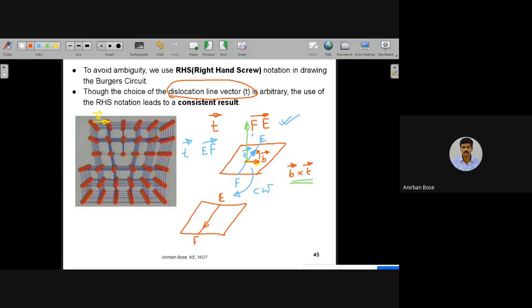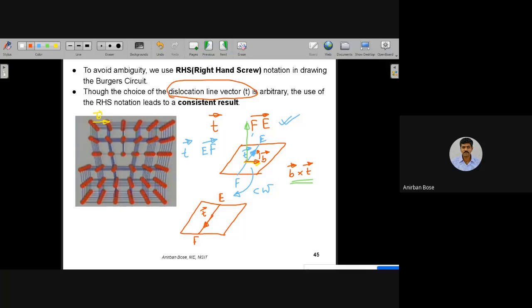So this is now the T vector, clear? And if you do the Burgers circuit, definitely the Burgers circuit will be in the anti-clockwise direction. And if you do that, what will you get? Just the reverse direction of B. So your B you will find will be just the reverse. So B is going to be in the reverse direction.